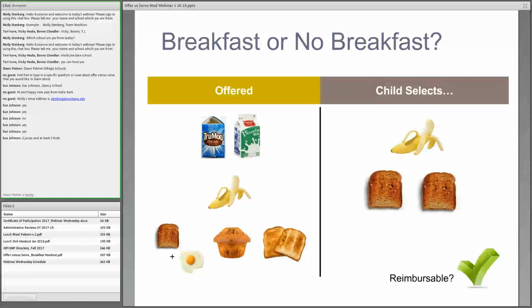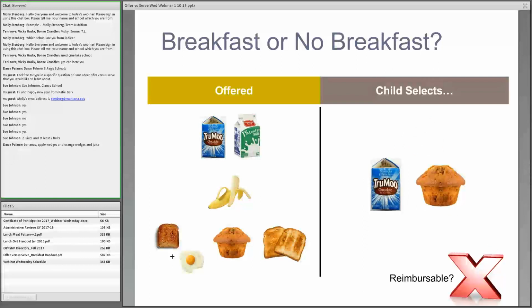One school is offering 2 juices and at least 2 fruits. Great. Most students like fruit, so if they feel like they have a choice and it's presented in an eye-appealing way, you should have no trouble encouraging them to take at least half of a cup. Another school is saying they do bananas, apple wedges, orange wedges, and juice. Excellent.